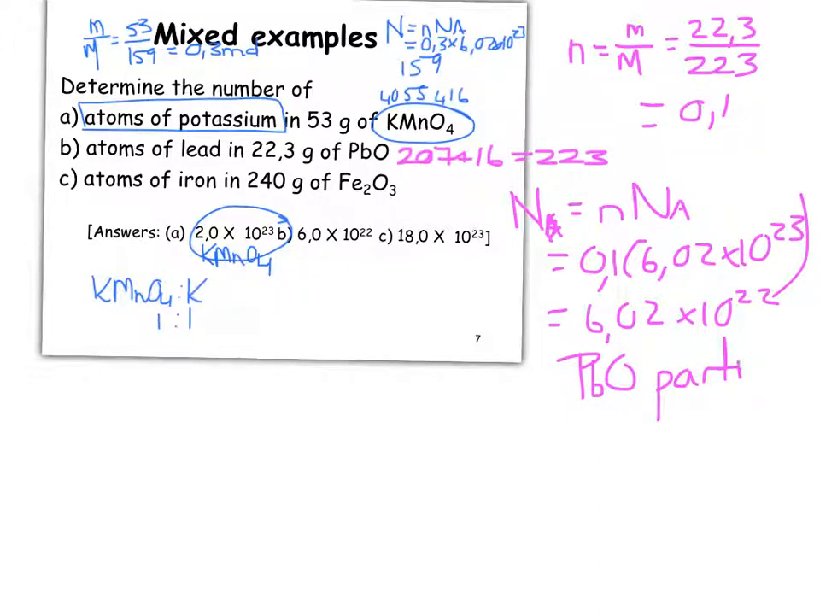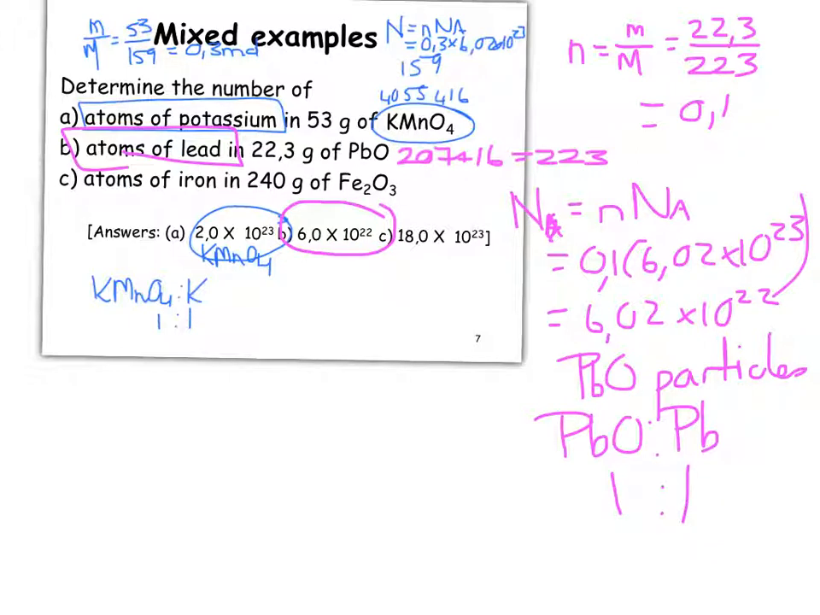The question wasn't lead oxide particles, it was lead, number of atoms of lead. But lead oxide is to lead as 1 is to 1. And so, as a result, if I have 6,02 times 10 to the power of 22 lead oxide particles, I will have 6 times 10 to the power of 22 lead atoms. So that's how I get that answer.